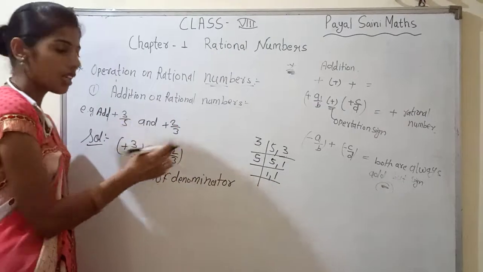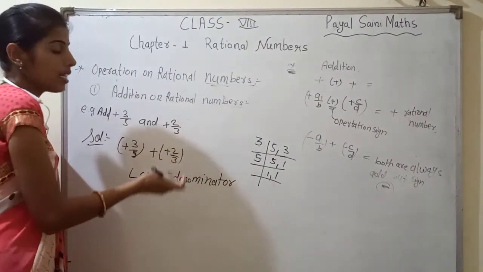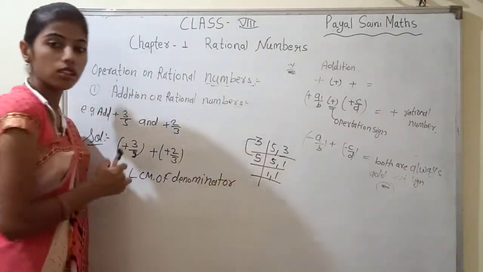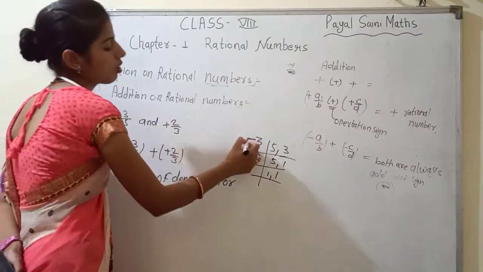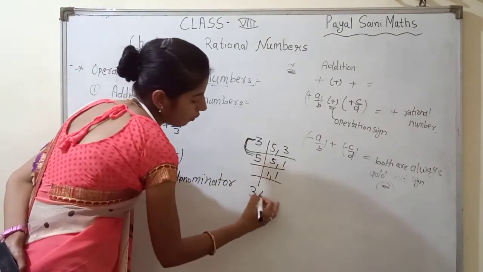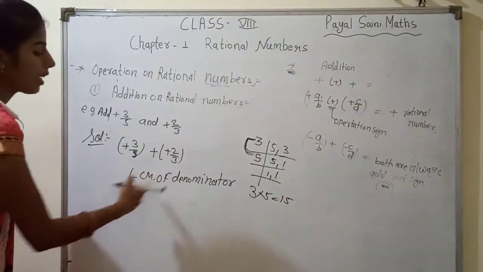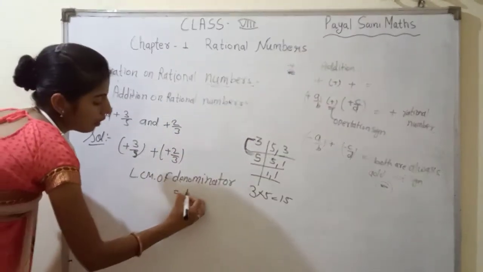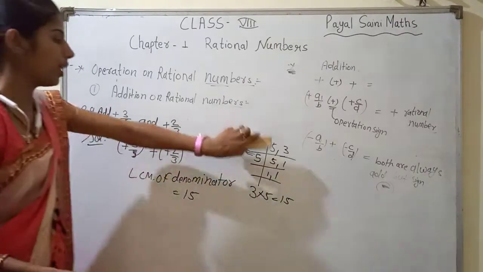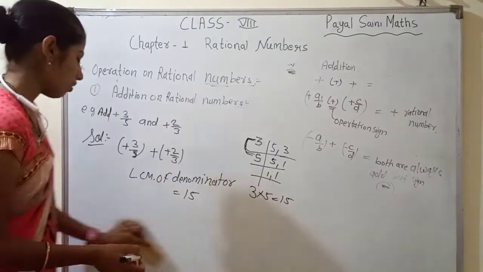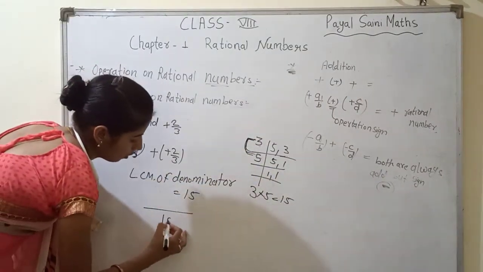Then next is the LCM. How do we find the LCM? Multiply both numbers. Then 3 into 5 equals 15. So the LCM of the denominators equals 15. Now we start our next step with 15.